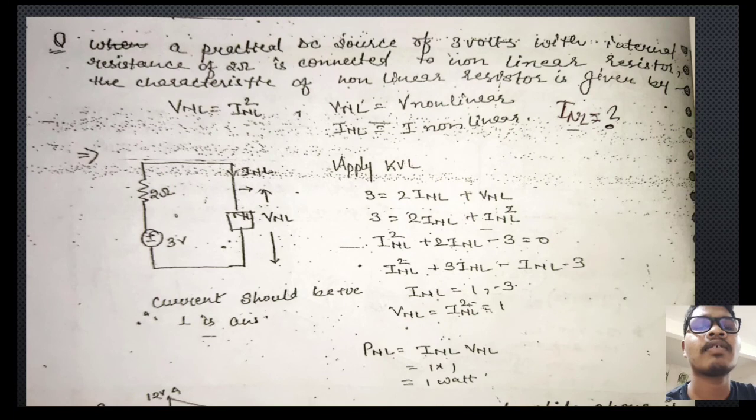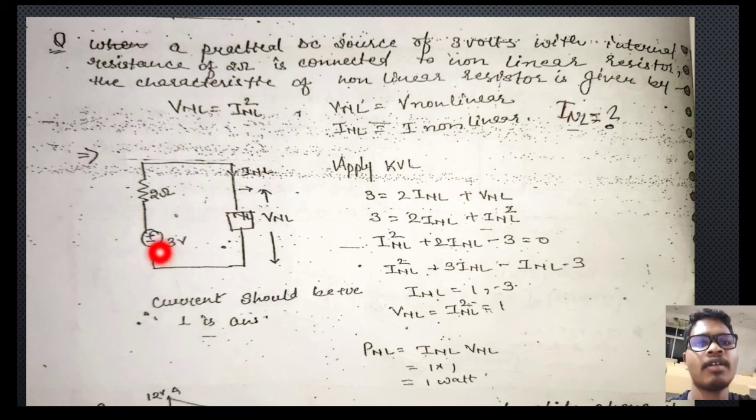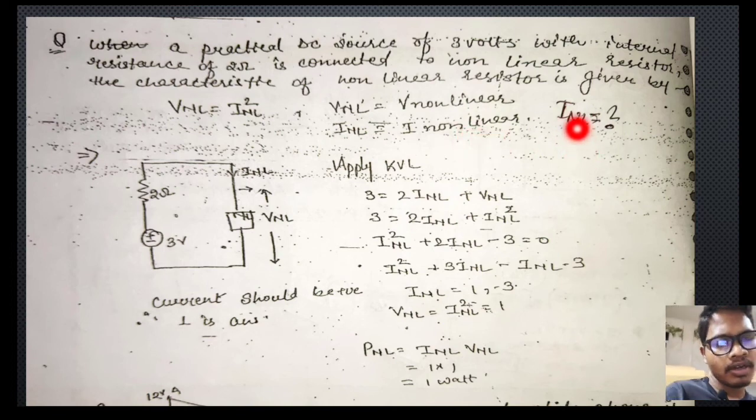Like that you have to calculate all those things. Now see another question. A practical DC source of 3 volt with an internal resistance of 2 ohm is connected to a non-linear resistance, which is non-linear in nature. The characteristic of the non-linear resistor is given by VNL, the voltage across the non-linear resistor, equal to INL square, where INL is the non-linear current. So we need to find the non-linear current.